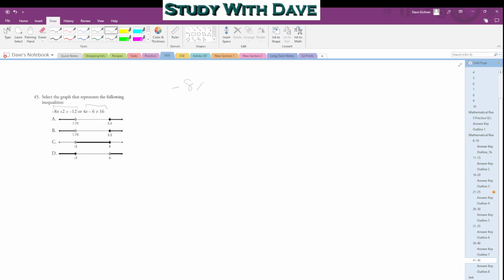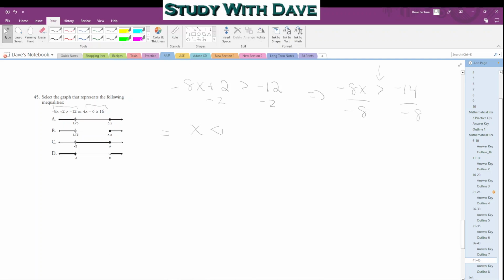Negative 8x plus 2 greater than negative 12. All right, let's subtract 2 from both sides. And that'll give us negative 8x greater than negative 14. Okay, now we need to divide by negative 8. Now remember, when you divide by any negative number, you flip the sign. So that is going to equal x less than negative 14 over 8.